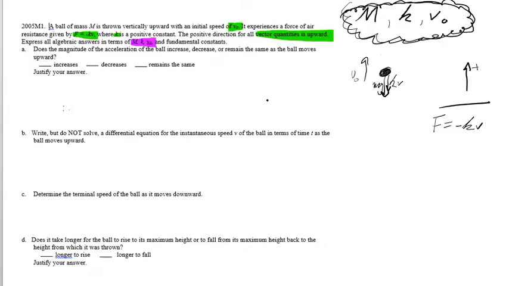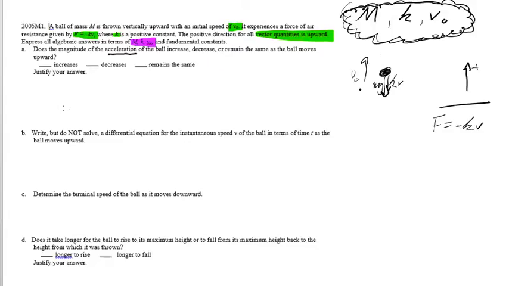So anyway, they want to know, does the magnitude of acceleration of the ball increase, decrease, or remain the same as the ball moves upwards? Notice this says acceleration. And yes, I know what you're thinking. Well, when you're throwing things in the air, it's always negative g for acceleration. Yes, if it's in free fall, which means that gravitational force is the only force. That is not the case. This is not in free fall.